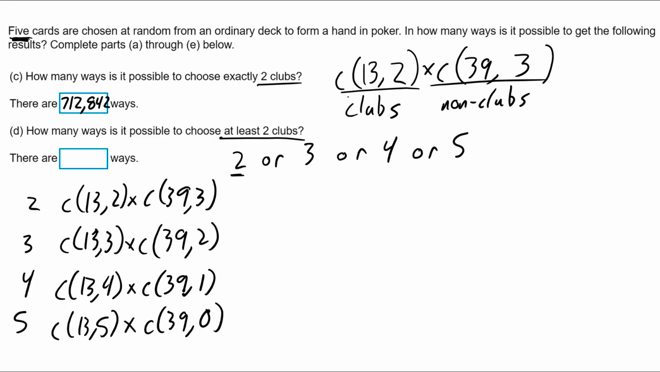All right, so then we're just going to add all of these together. So we'll calculate all of those combinations and then add them all together. And we add them because we can have 2 clubs or 3 clubs or 4 clubs or 5 clubs. So remember, anytime we have options, that's when we're going to add. So what we're going to end up with is 953,940 ways to get at least 2 clubs, which would be 2 clubs or 3 clubs or 4 clubs or 5 clubs.